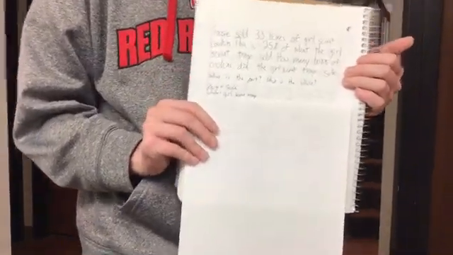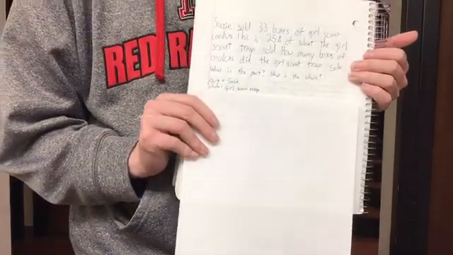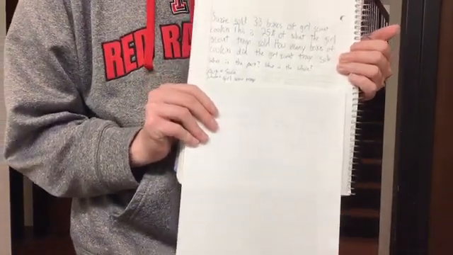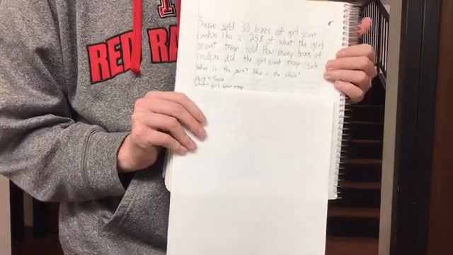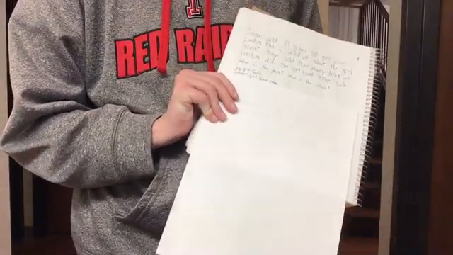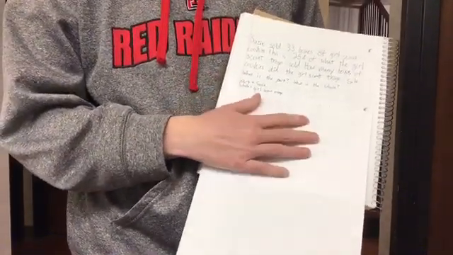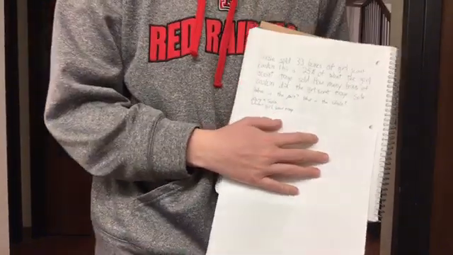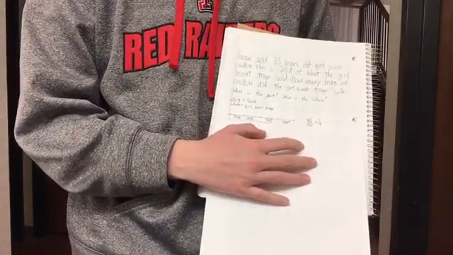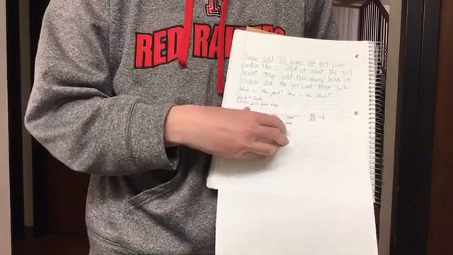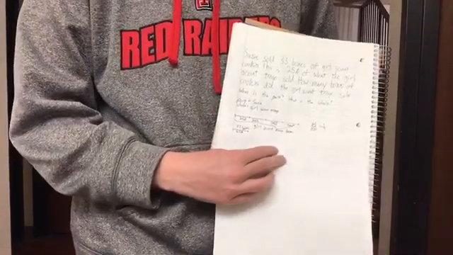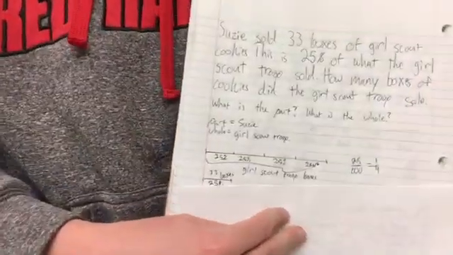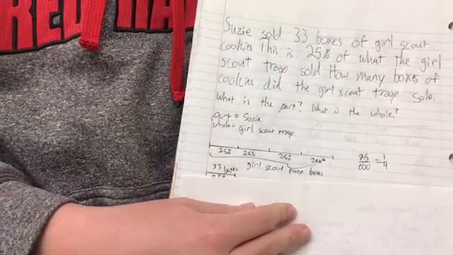And remember, we are trying to find what's the total amount that the Girl Scout troop sold. So we can represent this as a strip diagram. See, this whole line right there is the Girl Scout troop.